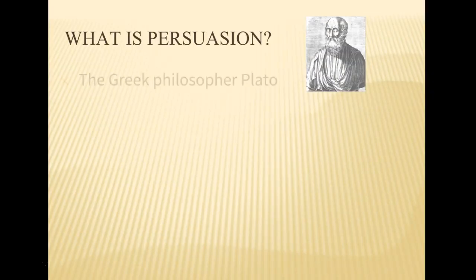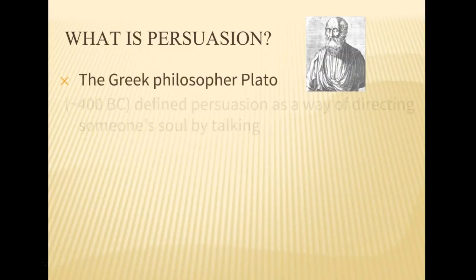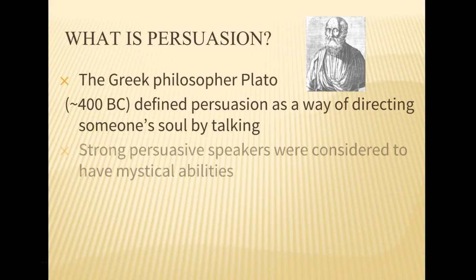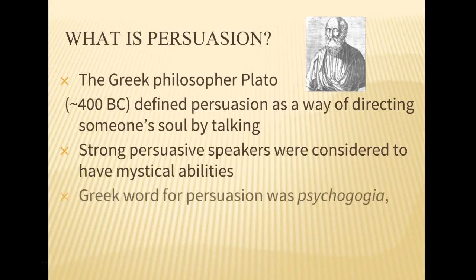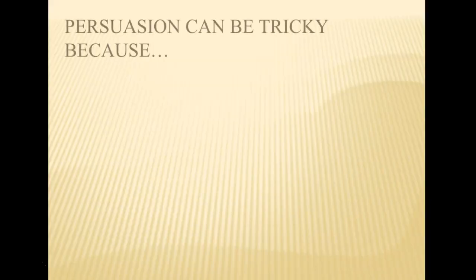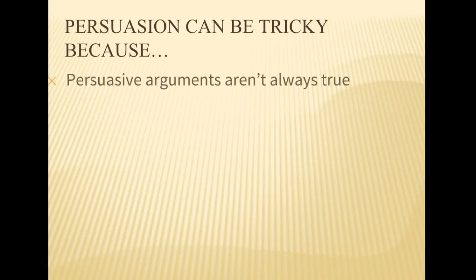The philosophy of persuasion comes to us from the Greeks, mainly Plato, who looked at persuasion as a way of directing someone's soul by talking. Strong persuasive speakers in Greek times were considered to have mystical abilities, and in fact the Greek word for persuasion, psychagogia, meant to place the mind under a spell. This is a tricky form because persuasive arguments are not always true.